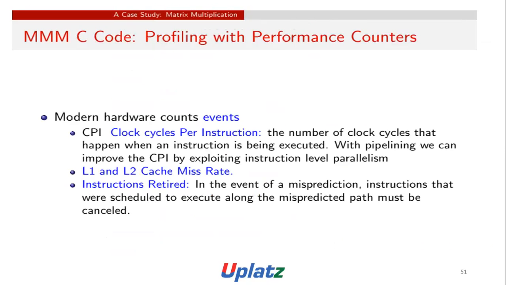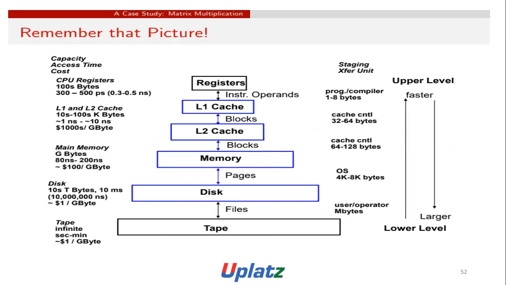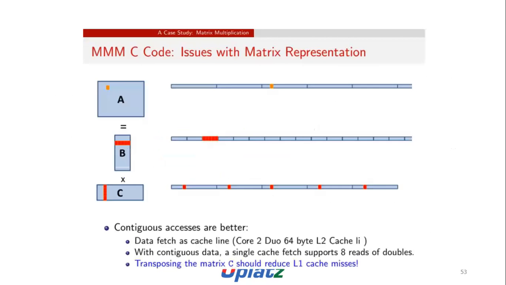Modern hardware counts events. CPI is clock cycles per instruction, the number of clock cycles that happen while an instruction is being executed. With pipelining, we can improve the CPI by exploiting instruction level parallelism. Other events are L1 and L2 cache miss rate and instructions retired. In the event of a misprediction, instructions that were scheduled to execute along the mispredicted path must be cancelled. We remember the picture from register to tape.